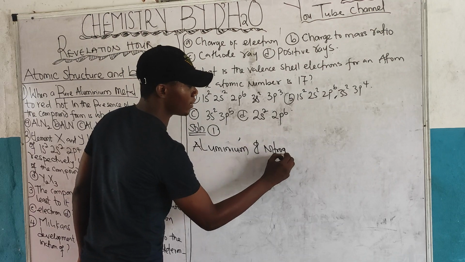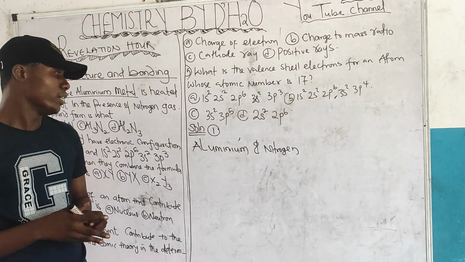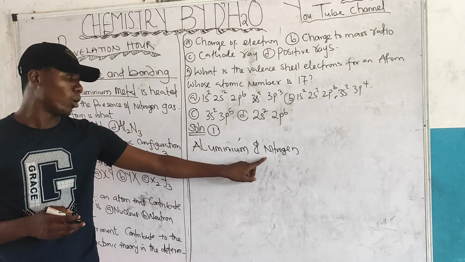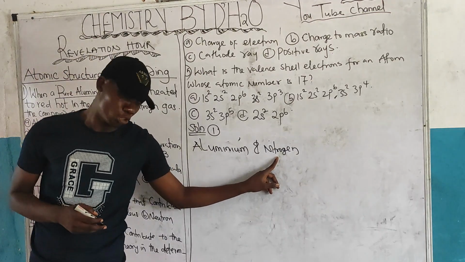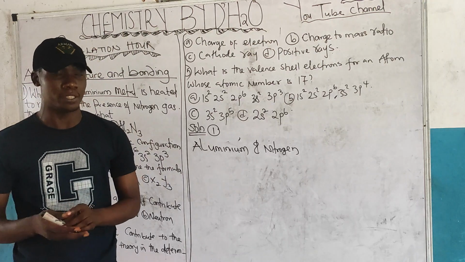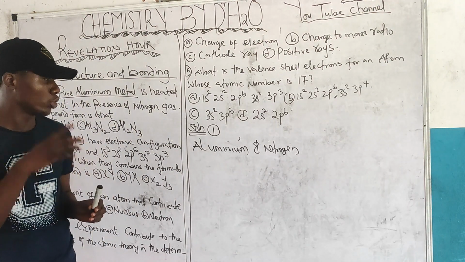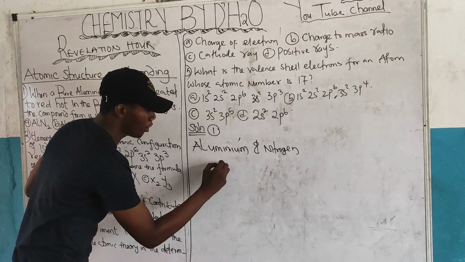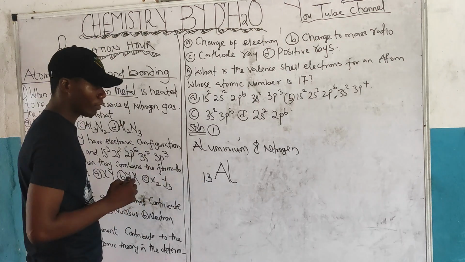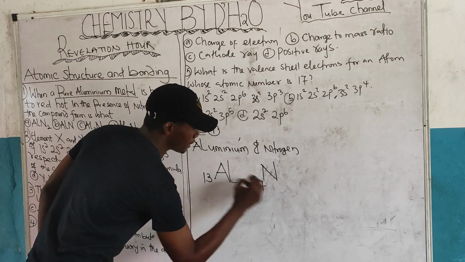Now, when you want to combine two elements, you must make use of their valency. First of all, what is the valency for aluminium and what's the valency for nitrogen? If you want to combine these two elements, you must know their valency, and knowing their valency, you must know their atomic number. If you check very well, you will find out that for aluminium, the atomic number is 13, and for nitrogen, the atomic number is 7.